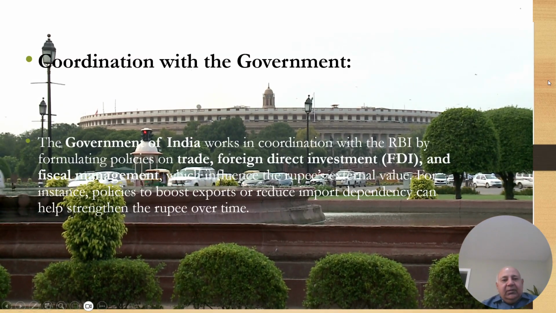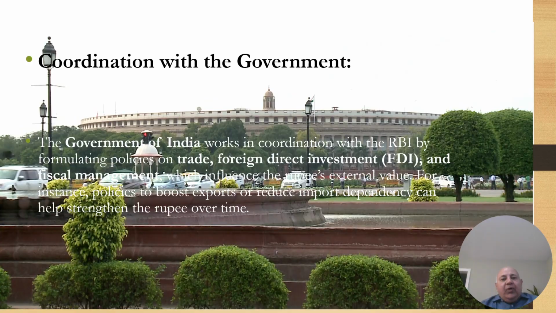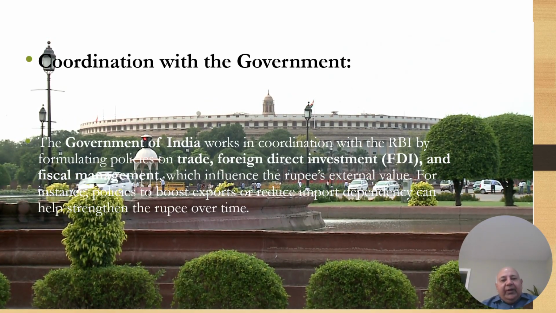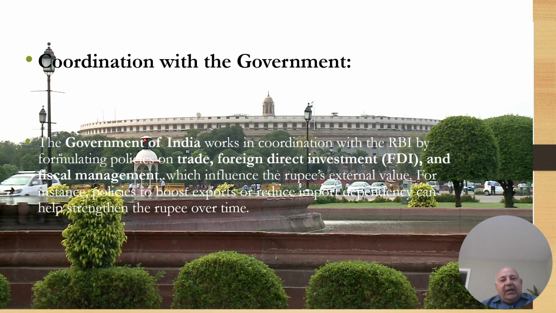Coordination with the government. The Government of India works in coordination with the RBI by formulating policies on trade, foreign direct investment (FDI), and fiscal management, which influence the rupee's external value. For instance, policies to boost exports or reduce import dependency can help strengthen the rupee over time.